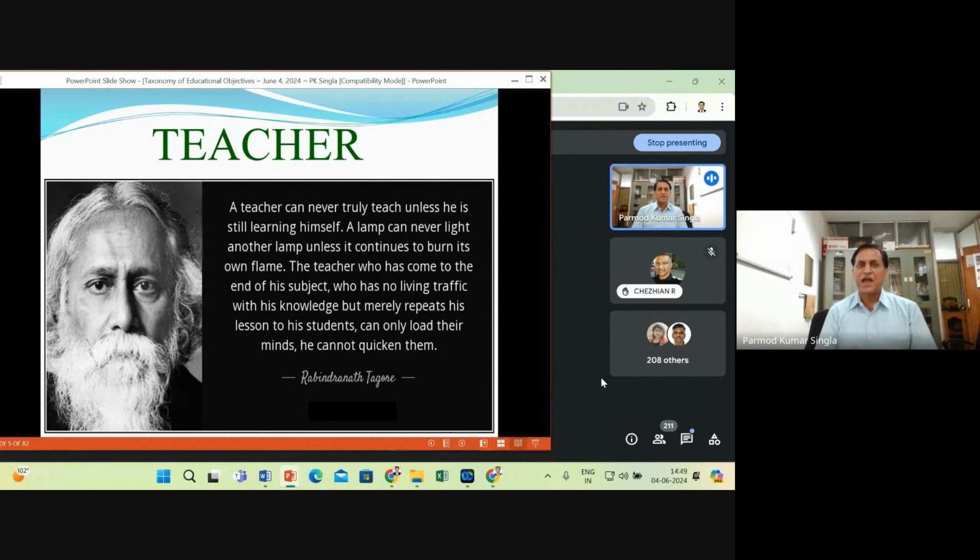And a teacher can never teach unless he is a learner himself. He has to continuously improve. It is a continuous process. If a teacher feels that I have now 40 years of experience, I don't require any more teaching, he can only load the minds of the students. He cannot make them quicken. Quicken means he cannot make them think and learn anything. He can only load them.